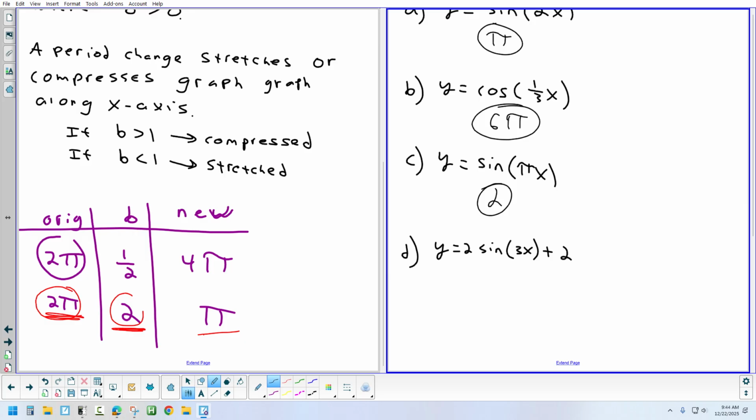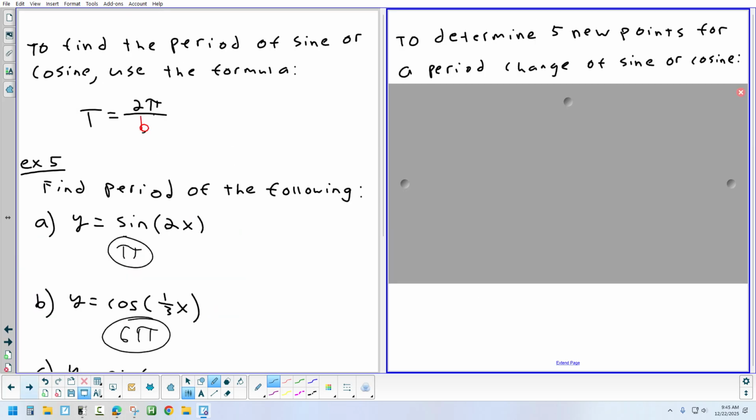Yeah, it would be like 2 pi over 3. It's always just 2 pi over the number in front of x. Stretching it by 2 and shifting it up 2 does nothing. It doesn't affect the period. All right, so the last thing is making a table and doing the sketch.